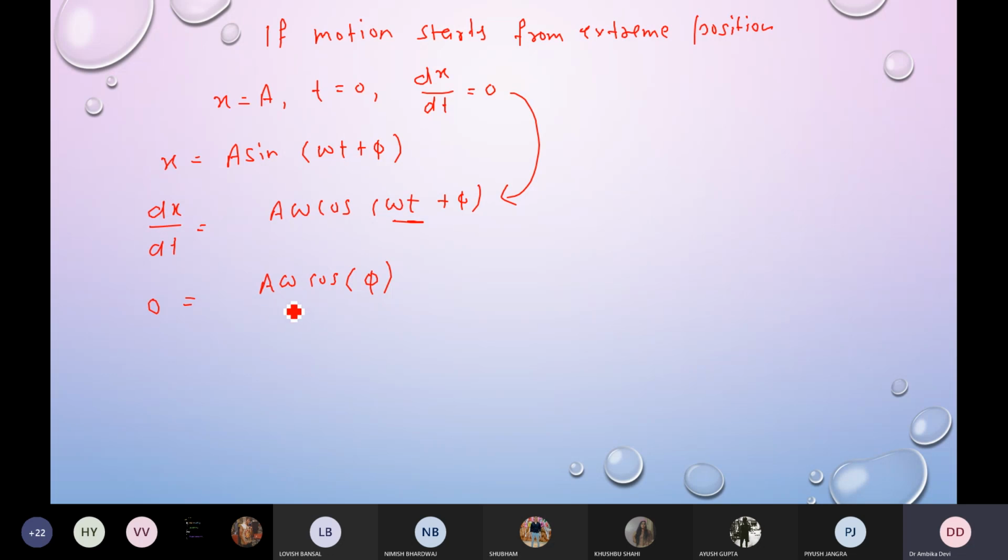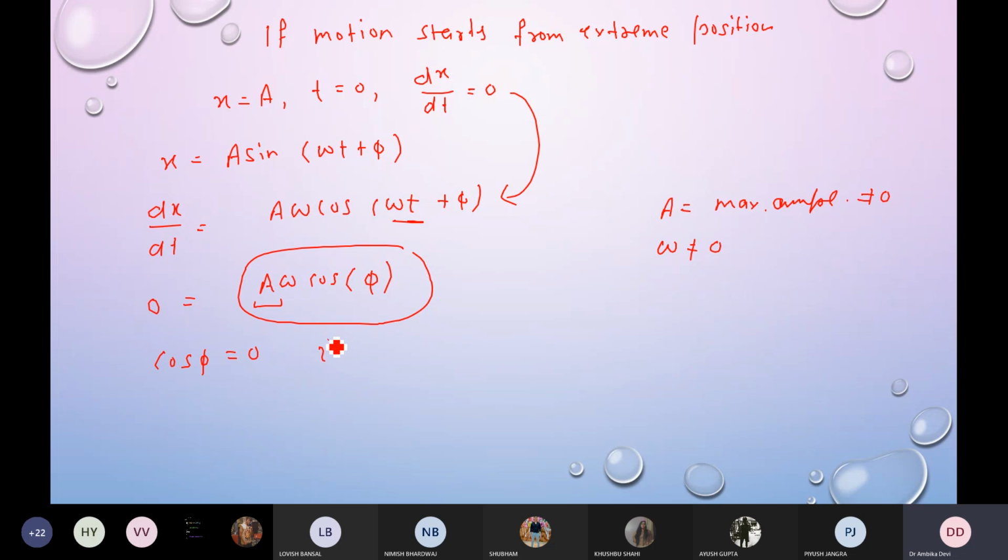So what does it mean? A omega cos phi is equal to 0. It means that one of these three quantities must be equal to 0. A is not equal to 0, because A is the maximum amplitude, and maximum amplitude can never be equal to 0. Similarly, omega cannot be equal to 0 because it has a specific time period. So what does it mean? It means that cos phi must be equal to 0, which means that phi is equal to pi by 2, because cos pi by 2 is equal to 0.